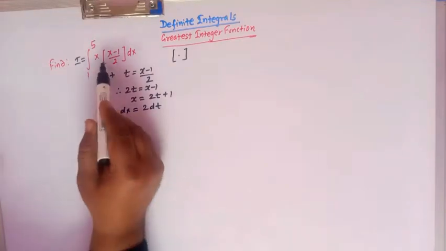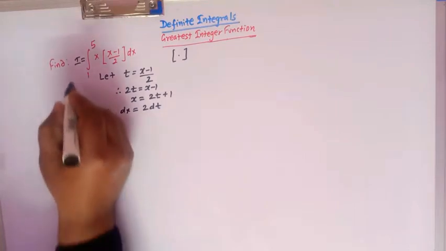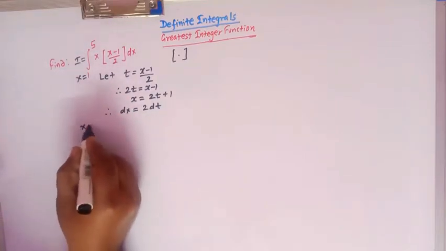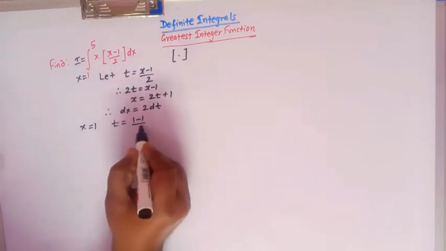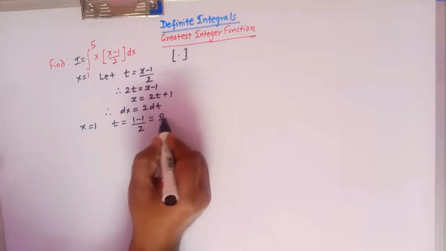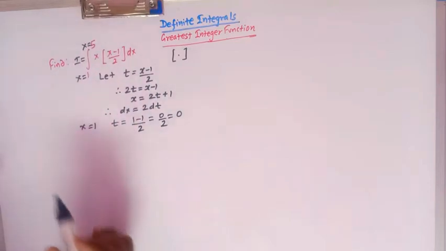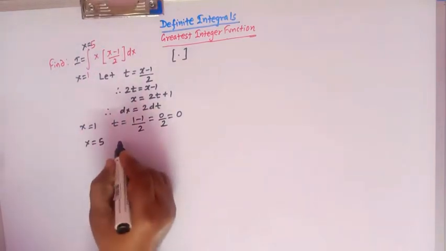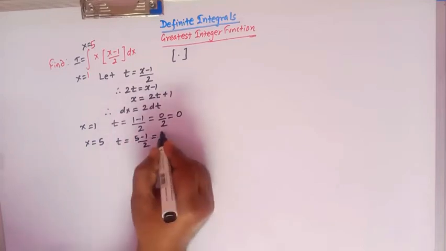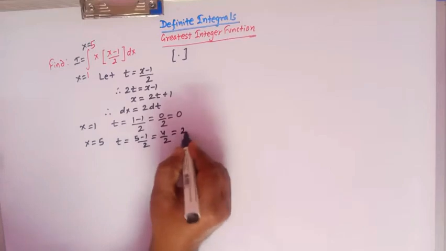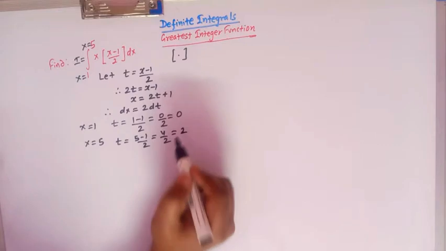Now we are changing the variable x to t, so let us change the limits accordingly. When x is equal to 1, the value of t is (1 minus 1) over 2, that is 0 over 2, that is 0. And when x is equal to 5, t is equal to (5 minus 1) over 2, that is 4 over 2, that is 2. So when x varies from 1 to 5, t varies from 0 to 2.